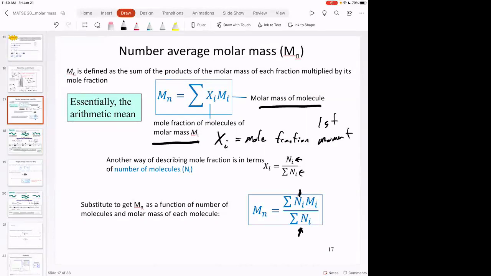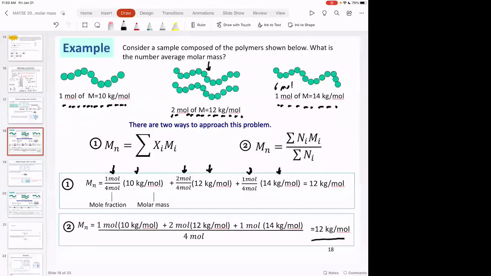Yes? So do we use either equation to solve that? Looks like. Yeah, they're mathematically identical. Yeah. But it's based on moles. So if I give you weights, you have to change it, right? All right, any other questions?